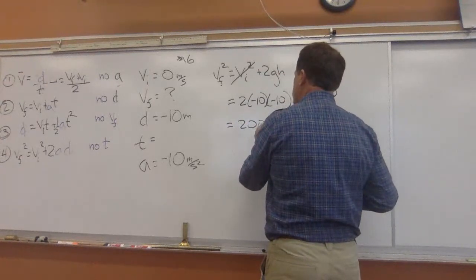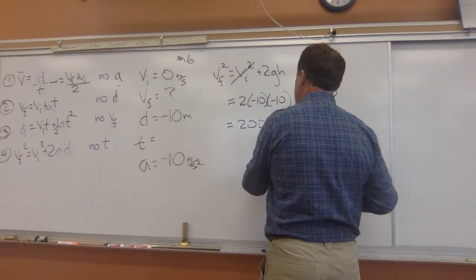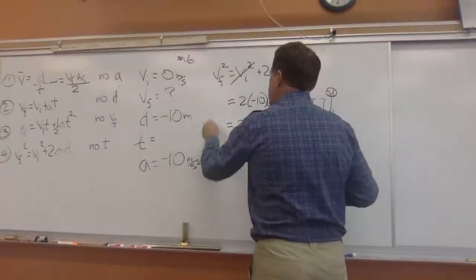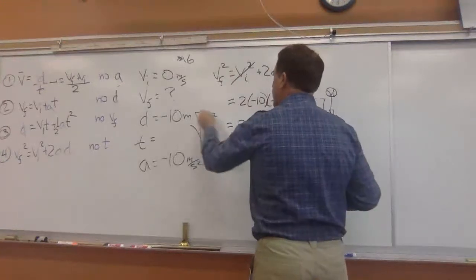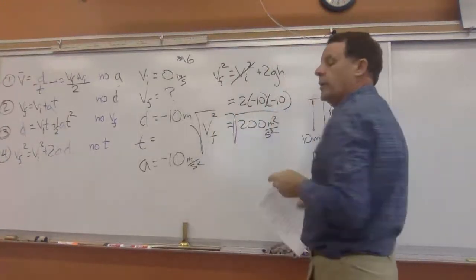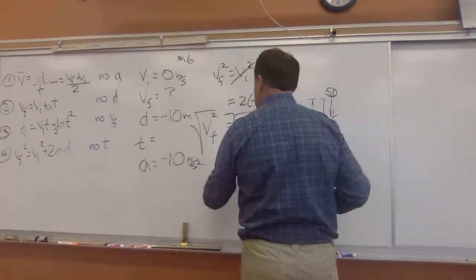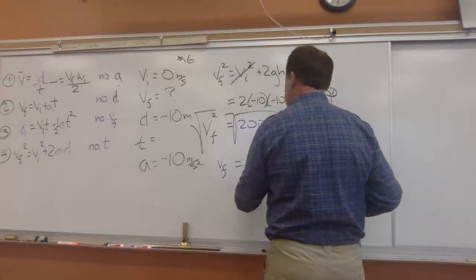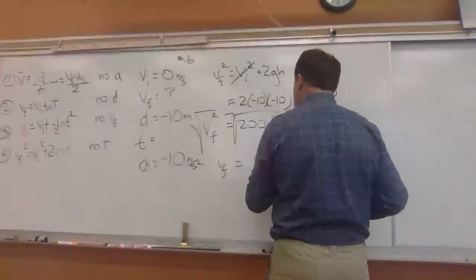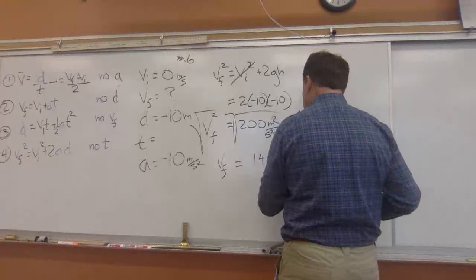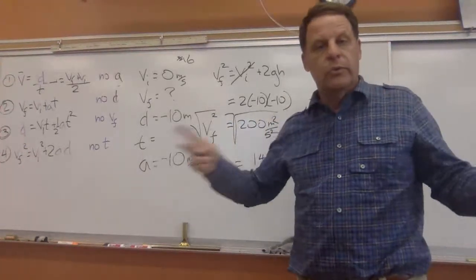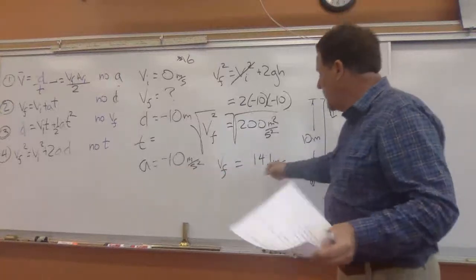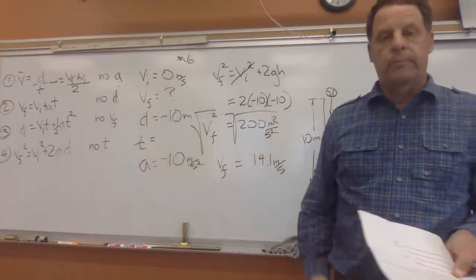Okay, and that's going to be meters squared per second squared, the final squared. Now, in order to get rid of this, we're going to take the square root of both sides. So we're going to get V final is equal to 14.1 meters per second. Okay, that's 14.142 something, something, something. We're rounding that to 14.1.